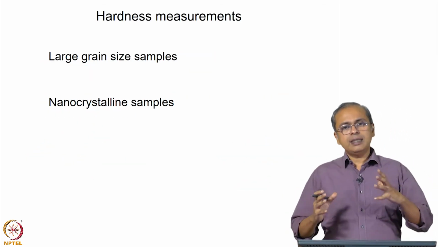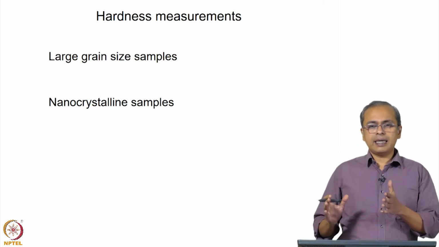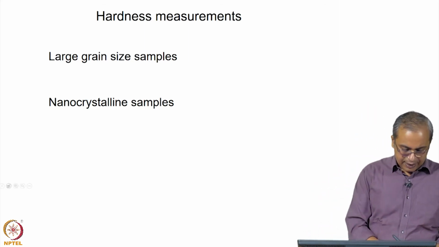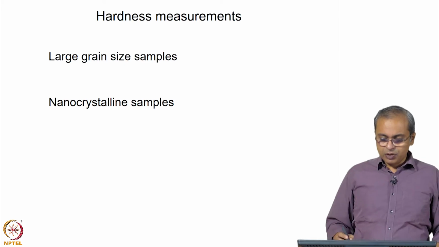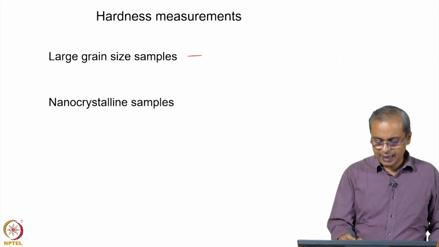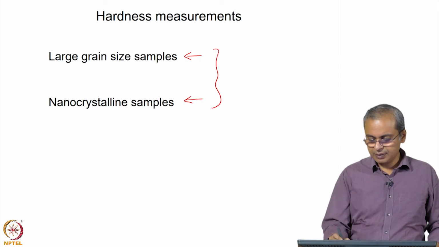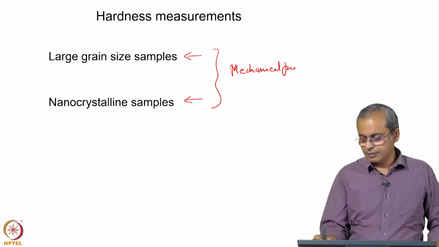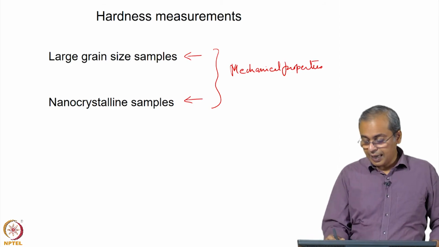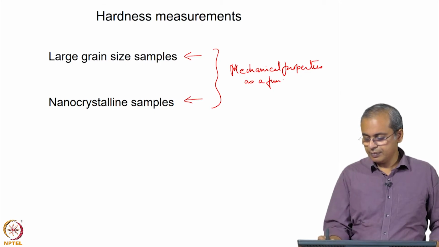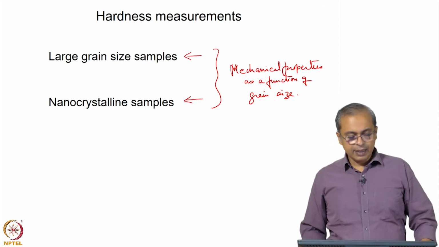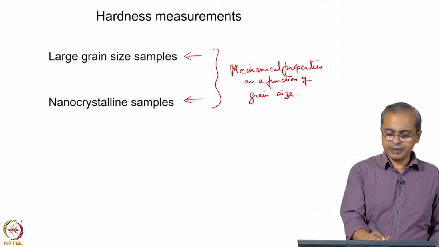So, now having gotten the samples, we want to make some estimate or actually some measurement which tells us something about the mechanical property of these samples, and that is the idea here. So, both for large grain samples as well as small grain samples, we want mechanical properties as a function of size. Okay. So, this is what is desired. So, the way in which this is done is to make hardness measurements.